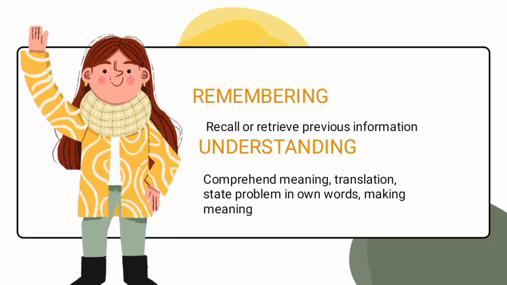First is remembering. It means to recall or retrieve previous information. So the keywords here are identify, labels, list, outlines, select, and states. Followed by understanding. It means to comprehend meaning. Translation. State problem in own words and making meaning. So the keywords that we should remember here are explain, distinguishes, estimates, gives example, interprets, predicts, rewrite, and summarizes.